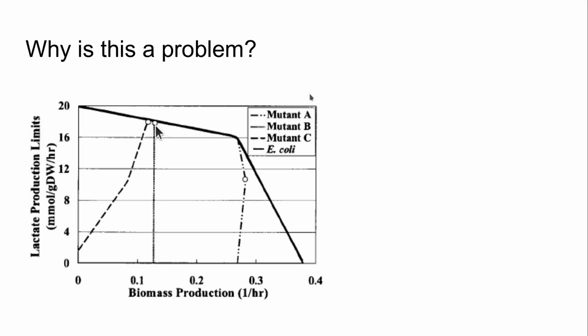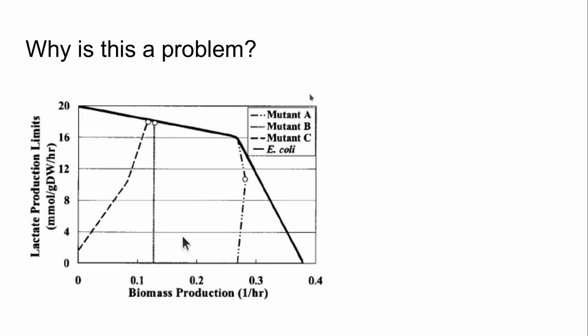But with this middle one here, we could theoretically have the mutant behave so that it grows optimally, because that's what it wants to do, but also doesn't produce any lactate, because it doesn't care about producing lactate. It cares about growth. We're the ones who care about it producing lactate. And so this mutant B here is not really a great mutant for us.